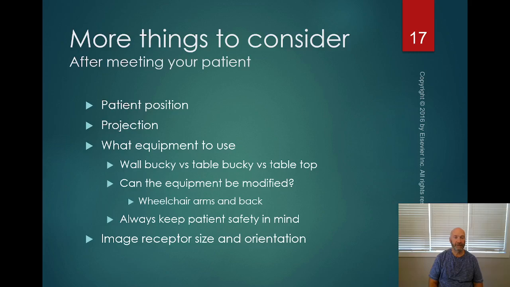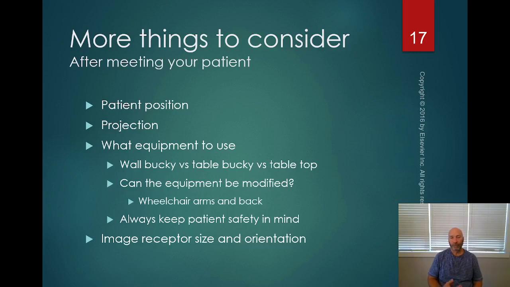So more things to consider: patient position and projection. Position refers to the patient's body position. Is the patient upright? Is the patient laying down? Is the patient somewhere in between, what we refer to as semi-Fowler's position? If the patient can stand upright, what projection are we going to take? Projection refers to the path of the x-ray beam. If we shoot with a projection where the x-ray beam hits the front of the patient first and exits out the back of the patient, that's what we call an anterior-posterior projection.